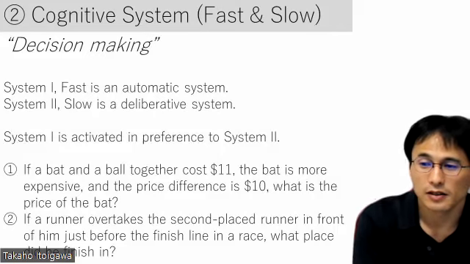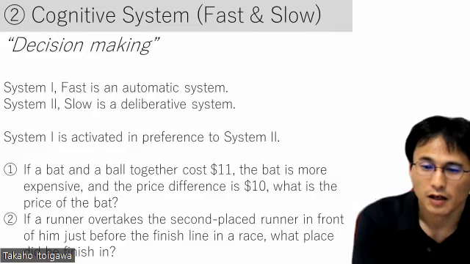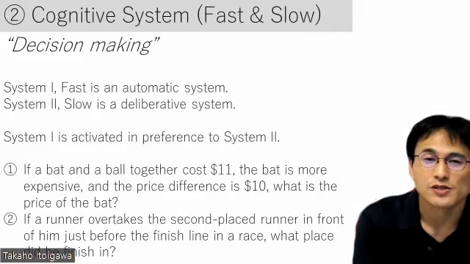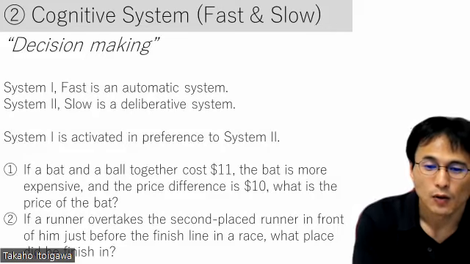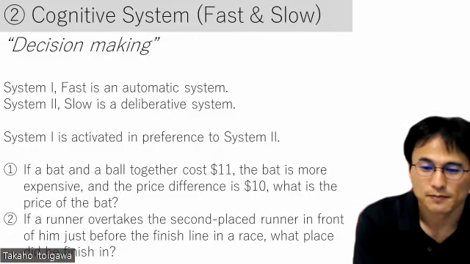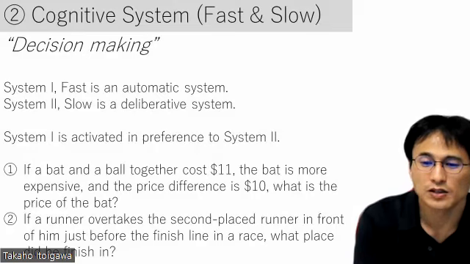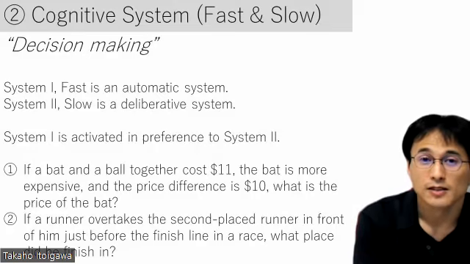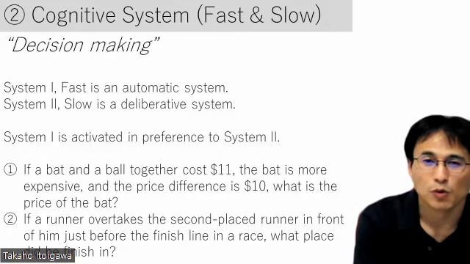Now, consider a second question. In a race, if you pass the runner in second place just before the finish line, what place do you finish? One place above second place is the first place. However, if you pass second place, you move from third place to second place. But you have to pass first place to get first place. System 1 perception seems much more powerful.